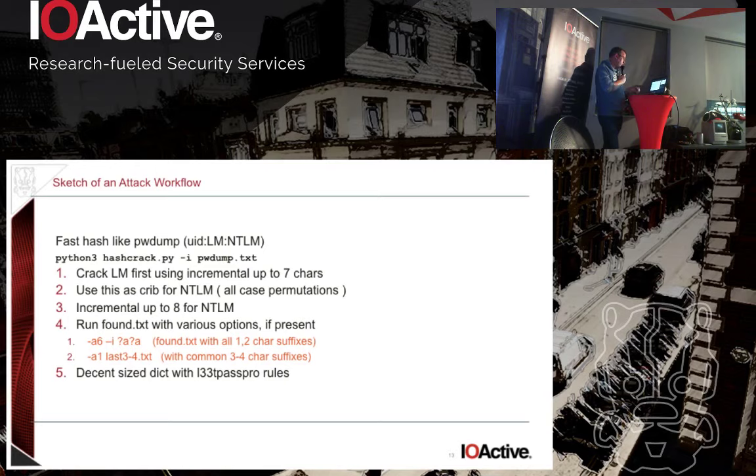A fast or a thorough one may also include passwords you've already found. And I have to say the best way of guessing passwords is to try passwords you've already found in other things. So it will try all 1 and 2 character suffixes and then common 3 and 4 character suffixes. And then finally, you do your sort of normal run with a decent sized dictionary and some decent rules, which the thing will choose appropriately, so it completes in, say, 12 hours rather than 4 years.